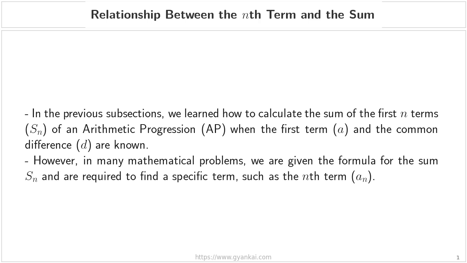However, mathematics often presents us with a bit of a twist. In many advanced problems, you won't be given the first term or the common difference directly. Instead, you might be handed a formula for the sum, S sub n, and then be asked to work backward to find a specific individual term, such as the nth term, which we write as a sub n.